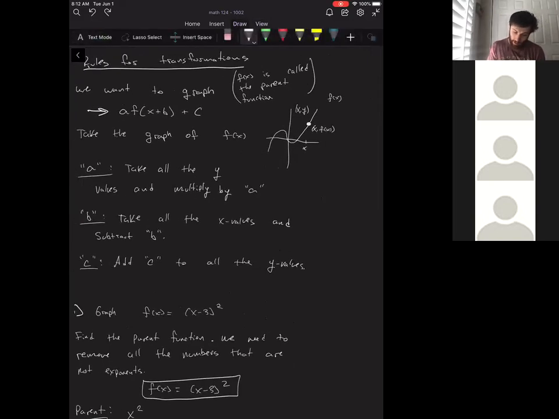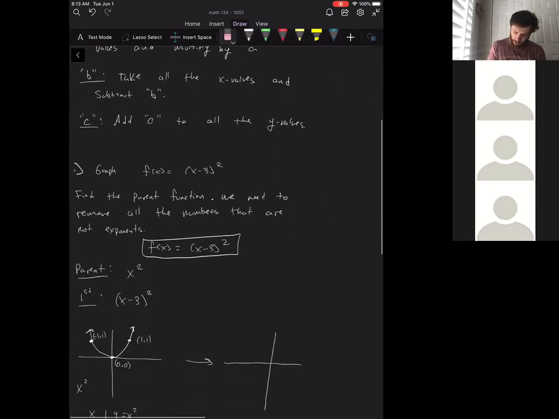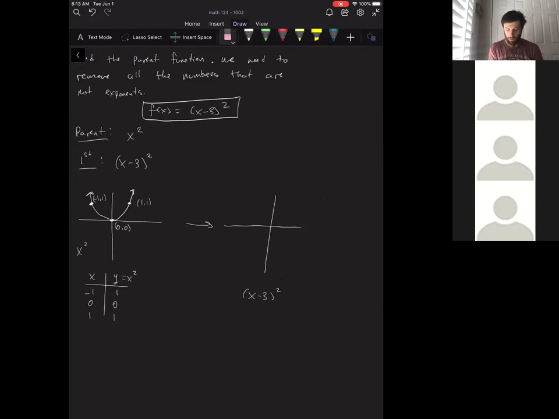What we do is we take our b value, if you look right here, and whatever that b value is, we subtract it from all of our x values. So what is our b value here? Our b value is -3. So what we have to do is subtract -3 from all of the x values. But subtracting -3 really means just adding 3.